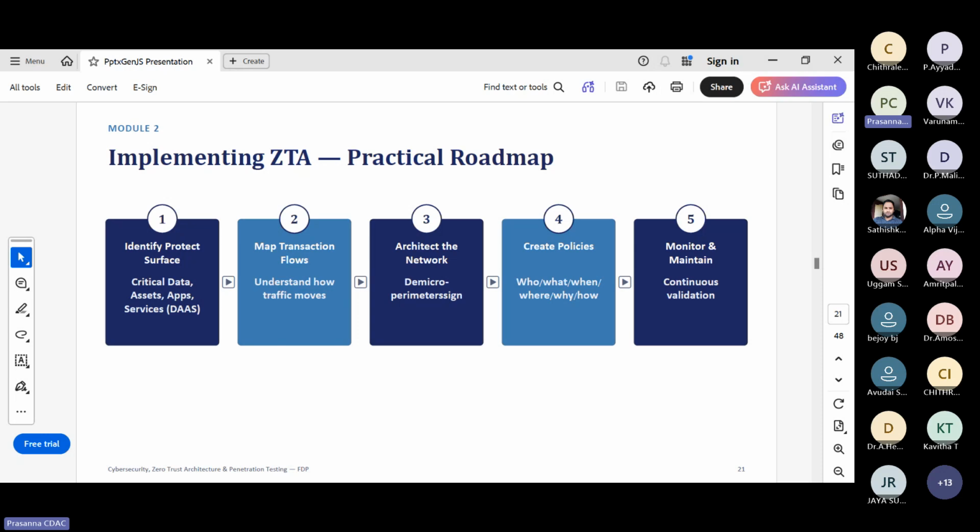Then policies have to be created. Who can access, when they can access, what they can access, what are the resources, either it may be a printer or scanner for example, everything is detailed. And whenever he is trying to access, or whenever the system is idle, there will be continuous verification as well as validation.